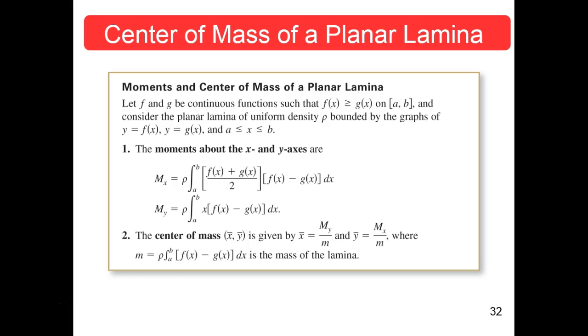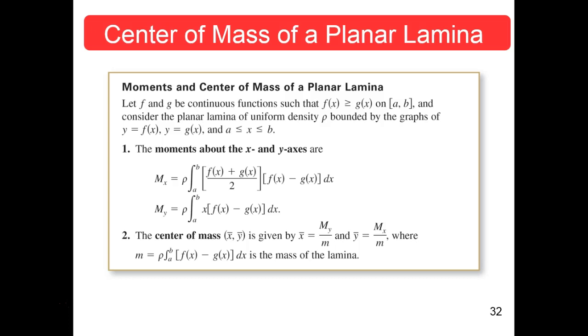Let f and g be continuous functions, so this is going back to the moments, okay? f of x is always greater than or equal to g of x on the interval a to b, and consider the planar lamina of uniform density rho bounded by the graphs. The top is y is f of x, bottom y is g of x, left is a, right is b. The moments about the x and the y axis are, now these are your moments, okay?